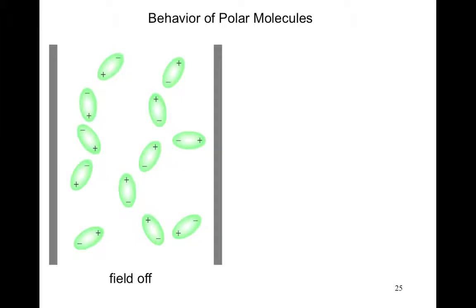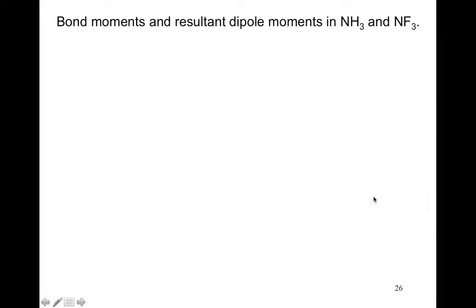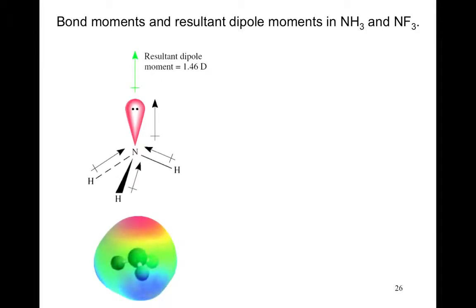So, behavior of polar molecules. If you don't have a field on, they have a little bit of attraction with positive to negative, but overall the whole sample has no noticeable polarity. When you turn a field on, then they all line up. Negatives here, positives here. These molecules will line up together, and that's how you know if something's polar or not. So, how do we know if we get resultant dipole moments? If somebody asks, is this polar or not? Tell us why. You've got to look at differences in electronegativities and symmetry of a molecule.